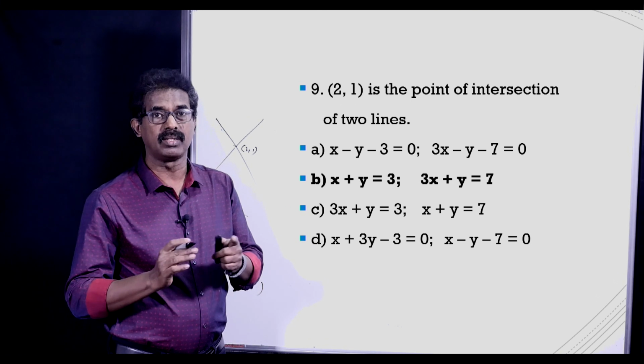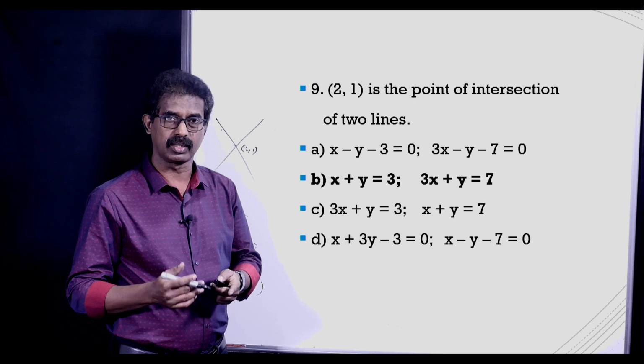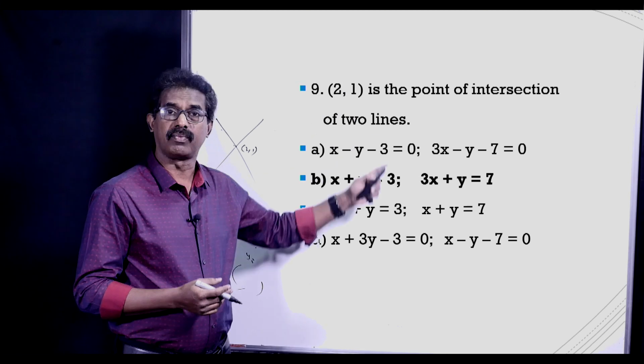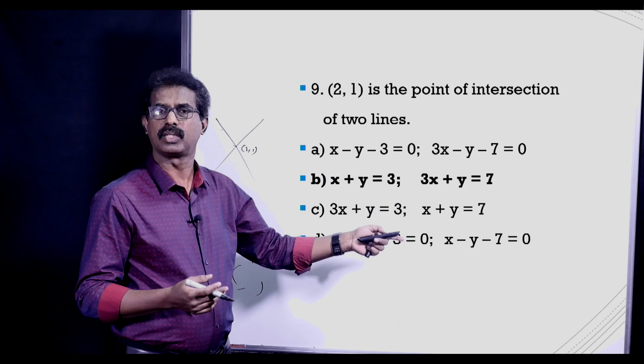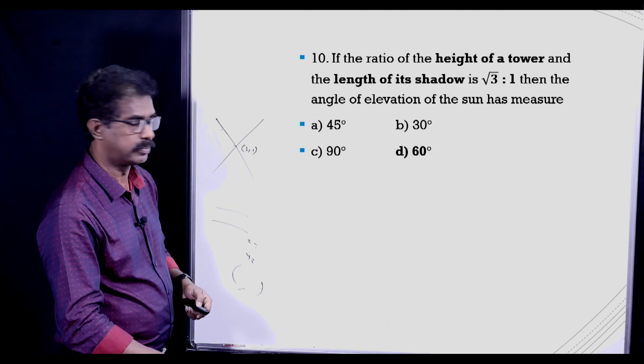But in other questions, if they ask, find the point of intersection, the method is you have to solve it. Okay. And sometimes they may say, check whether this is the point of intersection. You substitute and you have to show that. Okay. Now we go for sum number 10.